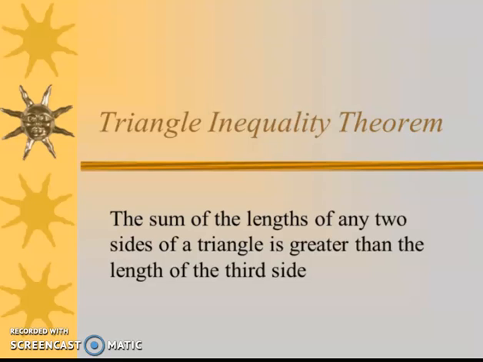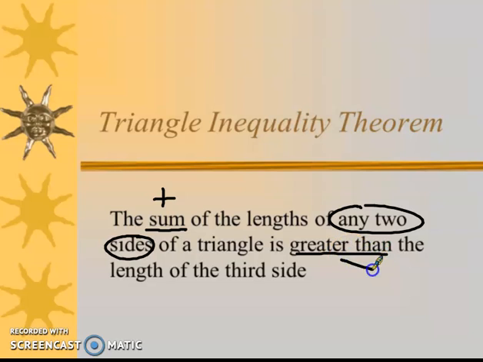Now, your definition of the triangle inequality theorem says the sum of the lengths of any two sides of a triangle is greater than the length of the third side. Now, we need to break down this definition. First of all, the sum means we're going to be adding. It's any two sides of that triangle. They have to be greater than the third side.